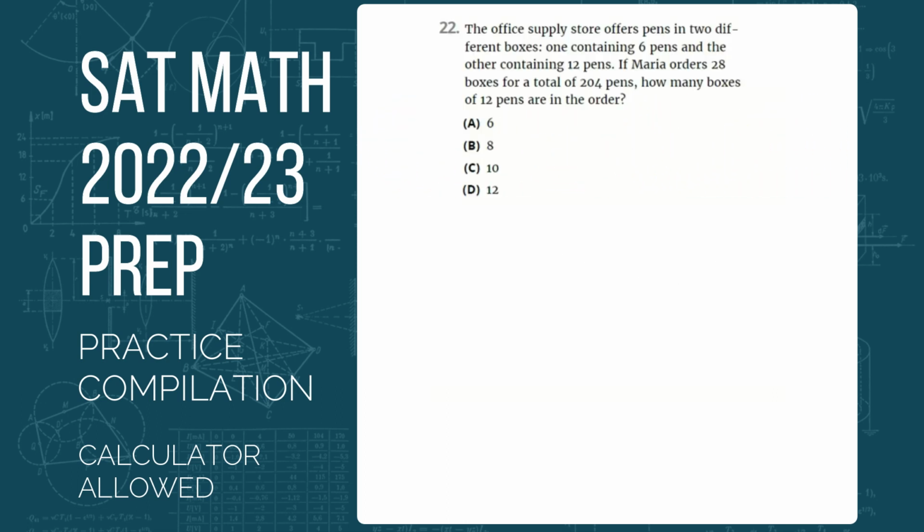The office supply store offers pens in 2 different boxes, one containing 6 pens and the other containing 12 pens. If Maria orders 28 boxes for a total of 204 pens, how many boxes of 12 pens are in the order? Let's say there were x boxes which had 12 pens each. The total number of boxes she ordered was 28. So there'll be 28 minus x boxes which had 6 pens each. So 12 times x plus 6 times (28 minus x) should give me 204.